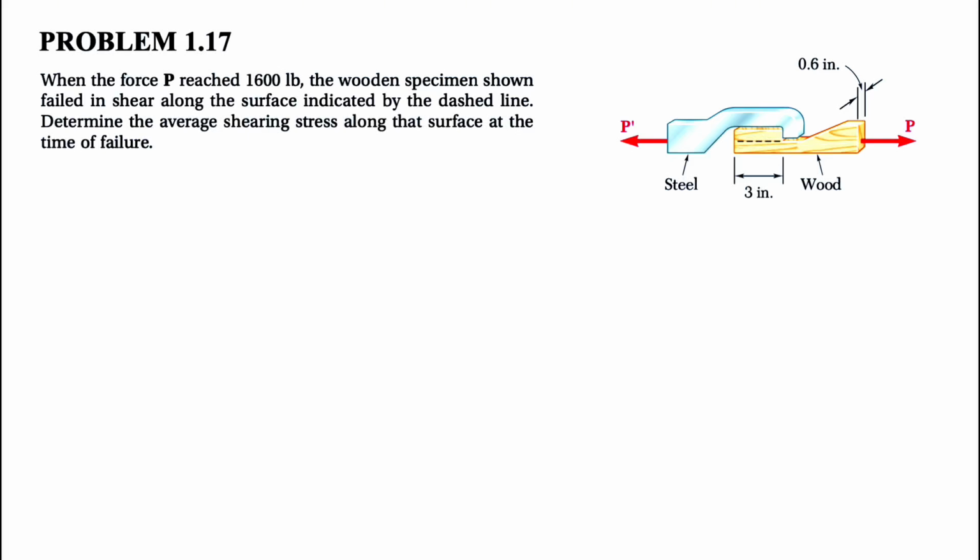Question 17 from the first chapter of the Johnston textbook, and let's break it down step by step. In this one, when the force P reached 600 pounds, the wooden specimen shown failed in shear along the surface as indicated by the dashed line. We need to determine the average shearing stress along the surface at the time of failure.